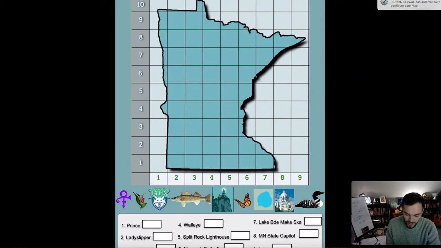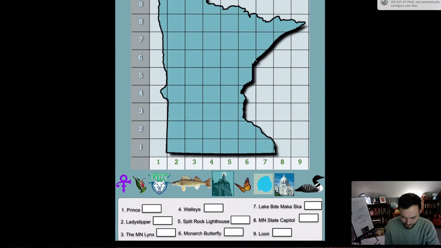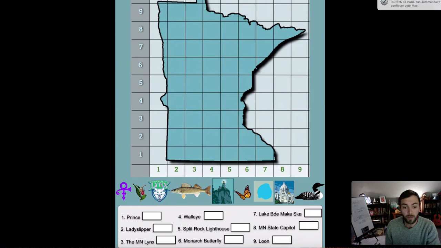You're just going to grab these symbols and drag them over. And if you just want to place them on Minnesota, that's fine too, because they're important to us no matter where we live in Minnesota. And once you've done that, you're going to write down what coordinate you placed it at.